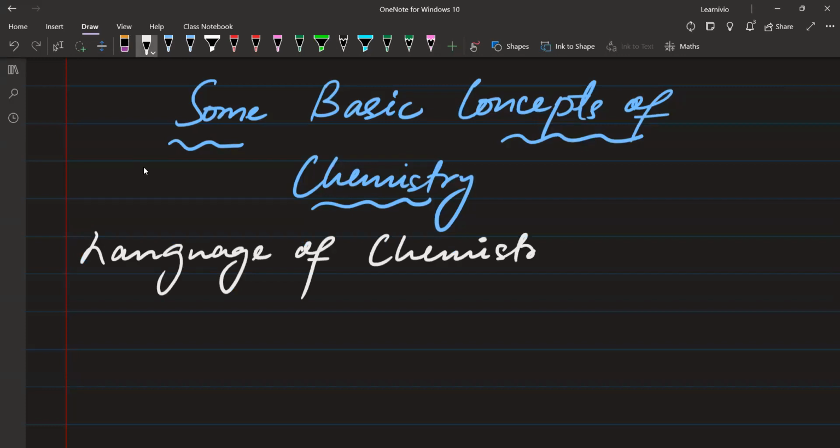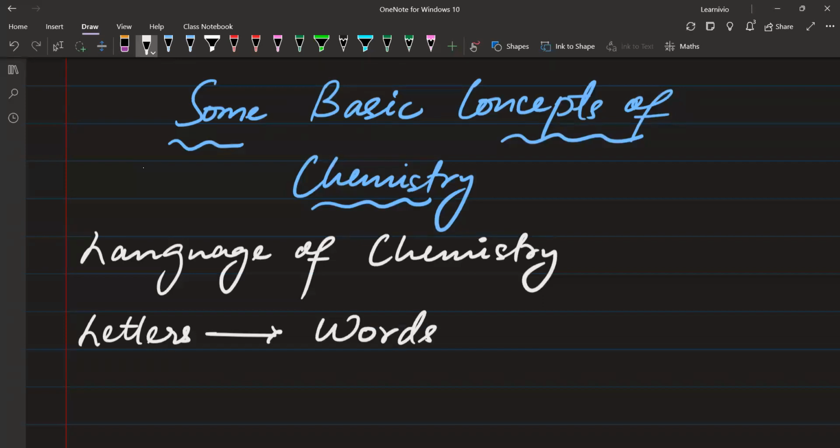Language of chemistry. When I say language of chemistry, you should know a few things. For example, if you want to learn any language, you should know what its letters are, and what its words are. And obviously, not all combinations of letters are words. Let us suppose something like T, S, P, and A. This is a combination of letters, but this does not make sense.